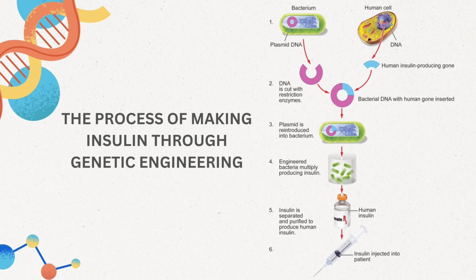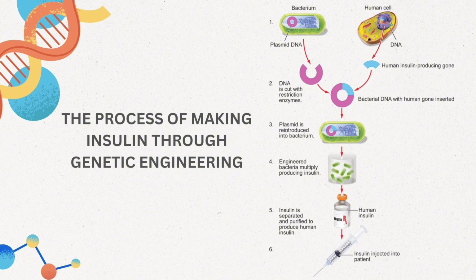So as you can see on the slide, we see the bacterium and the human cell. So the second step is the DNA is cut with restriction enzyme. The plasmid DNA is cut from the bacterium. The human insulin-producing gene is also cut from the human cell. And then the bacterial DNA with the human gene is inserted. So they are inserted together.